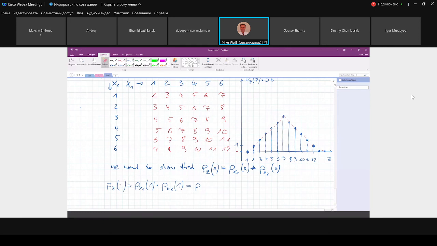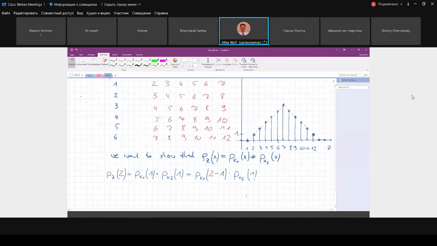So this is not astonishing, but you can write now, this is the same as P. Let's say I write this like this. 2 in red. I write here Px1 of our sum 2 minus the value of x2. So if x2 is 1, x1 also needs to be 1. So this is basically, let's say I do it in green, times px2 of 1. So what? We want to show that this is a convolution.